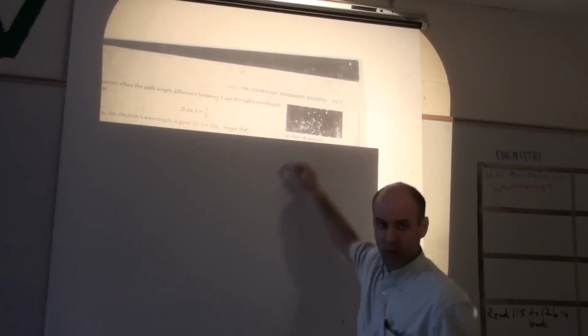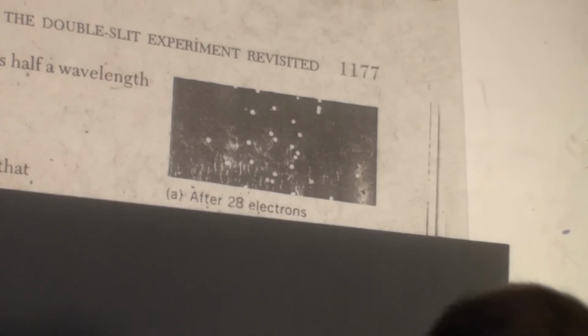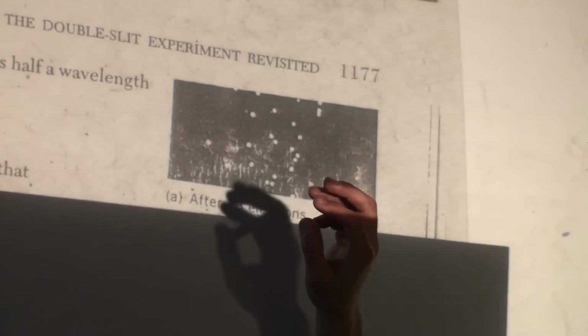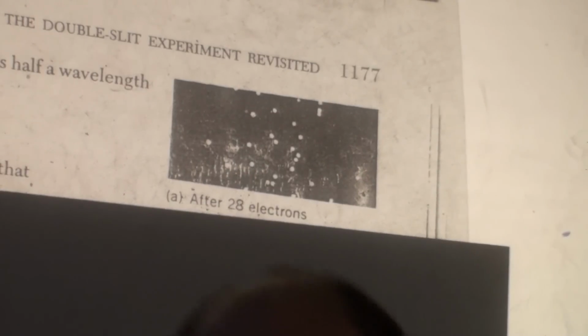So they shot some electrons at it. After 28 electrons, you can see that little pattern right there. What does that look like to you? Does that look like a wave hitting? Or does that look like bullets hitting a target? Well, they're not all in the center, but where are most of them? Towards the middle. So after 28 electrons, that sure looks to me like the electron is a little particle and they're all kind of hitting in the center. I'm not sure why those were off to the side.